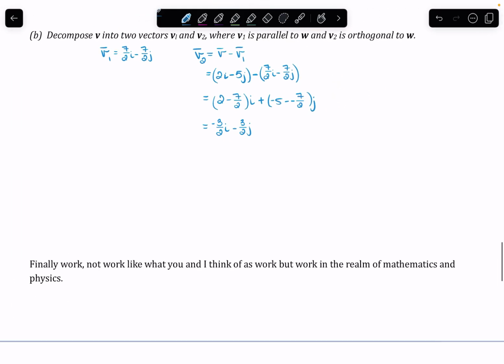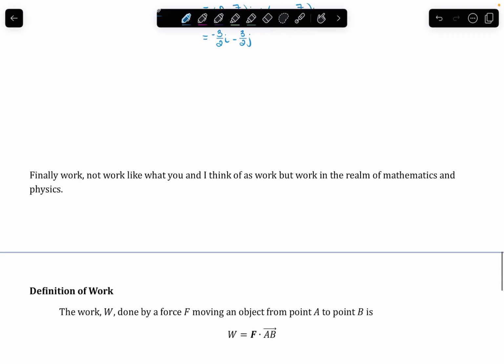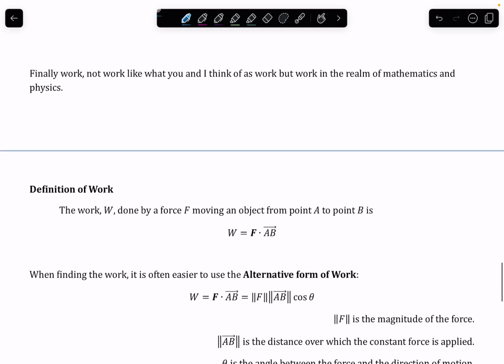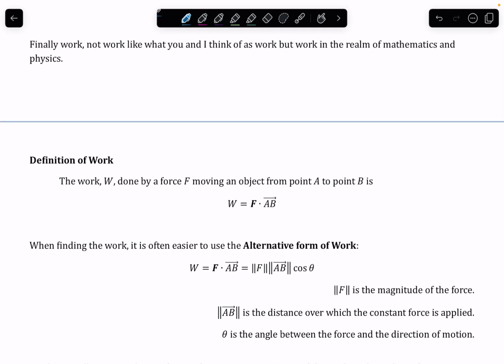All right, last thing that we're bringing in with vectors is work. So work done by a force, we tend to call it W. Moving something from point A to point B is that resulting force F times the vector AB itself. So it's a lot easier to think about this in the alternative form. We don't really deal with it in the vector format. We like the positional format.